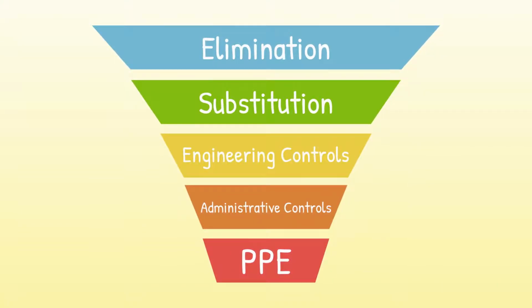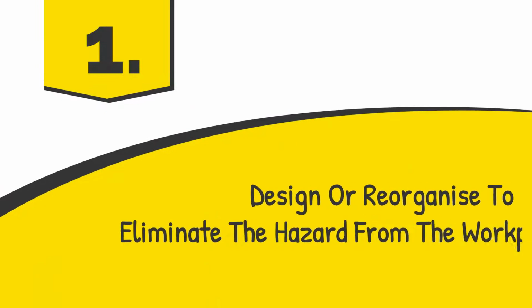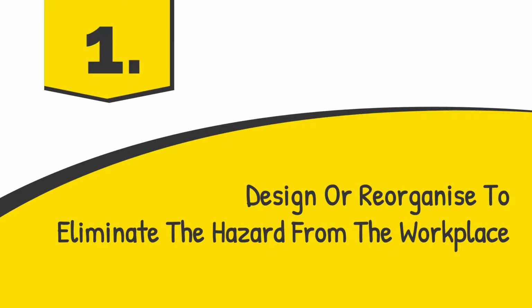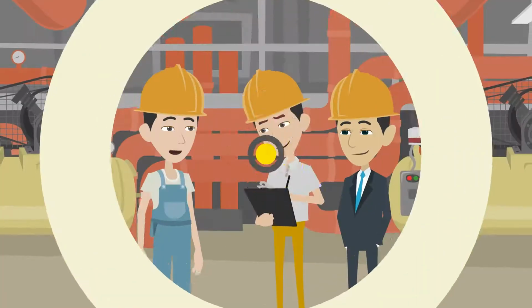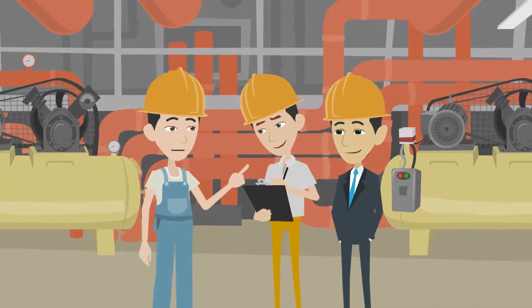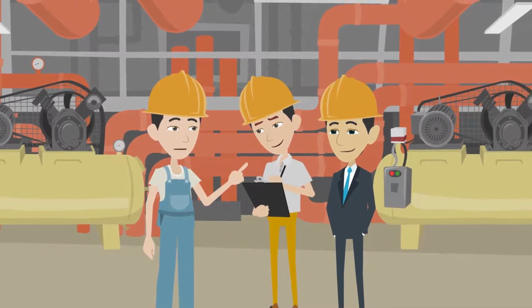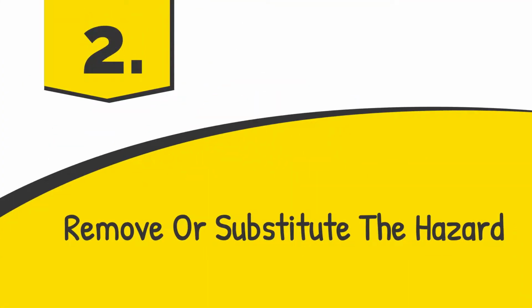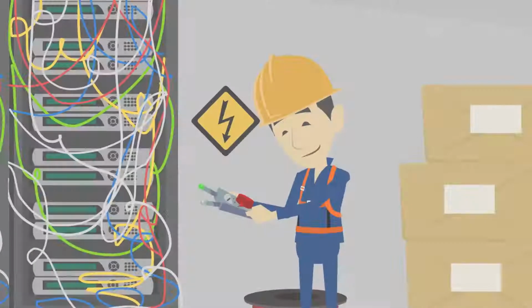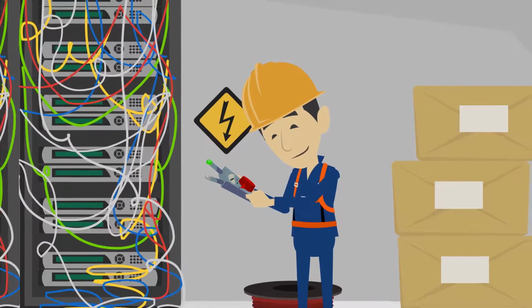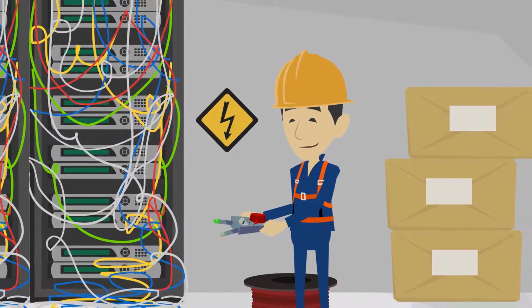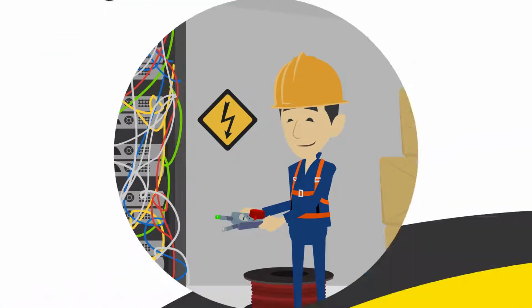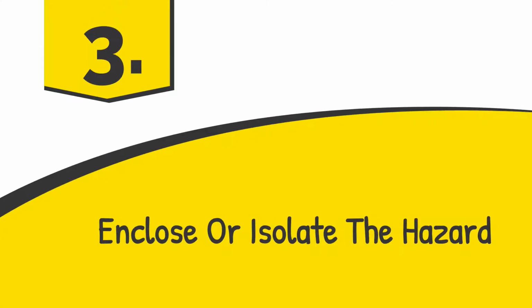Hierarchy of risk control. 1. Design or reorganize to eliminate the hazard from the workplace. Try to ensure that hazards are designed out when new materials, equipment or work systems are being planned. 2. Remove or substitute the hazard. Where possible, remove the hazard or substitute with less hazardous materials, equipment or substances. 3. Enclose or isolate the hazard.